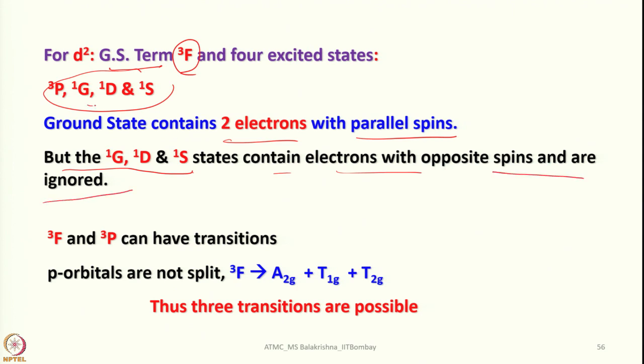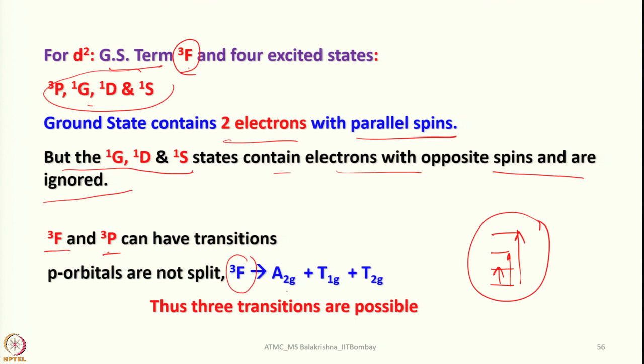So, you can ignore these terms, then we will be left with only this term and this term. These two terms are there, and they can have transitions. Now, p orbitals are not split, that will remain, so that F will be split into A2g, T1g and T2g, thus 3 transitions are possible. We have 1, 2, 3, 4 are there, so you can see 1, 2 and 3, 3 transitions are possible. So, that means d2, d8, d7, d3 show 3 transitions, whereas d1, d4, d6, d9 show only 1 transition in the d-d spectrum.